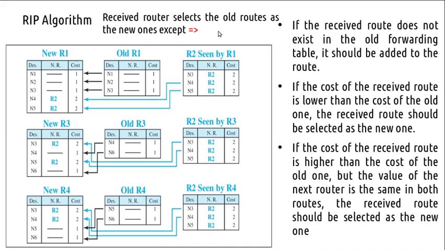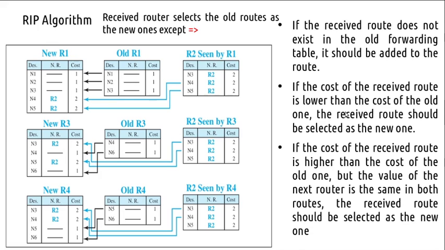It will select the routes as new ones except in these 3 cases. Other than these 3 cases, it will retain the old routes. So that is the situation. What happens is that if your received route does not exist in this table, it is added. That is what the situation is here.